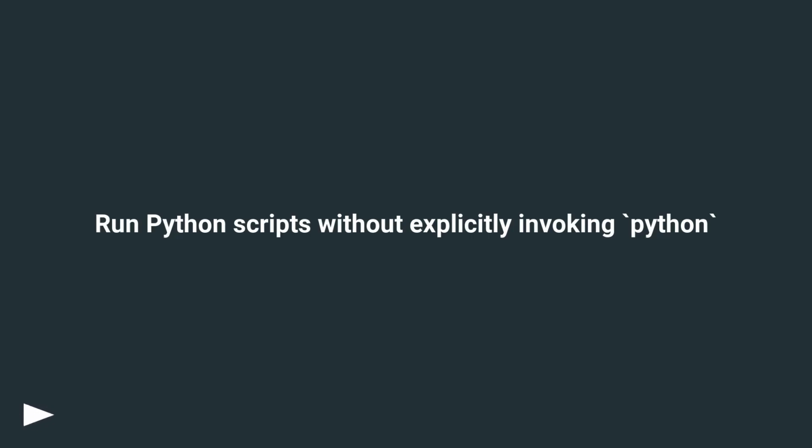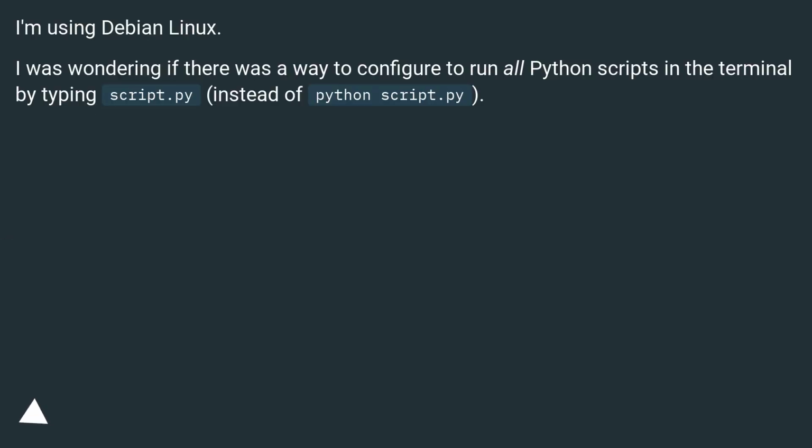Run Python scripts without explicitly invoking Python. I'm using Debian Linux. I was wondering if there was a way to configure it to run all Python scripts in the terminal by typing script.py instead of python script.py.